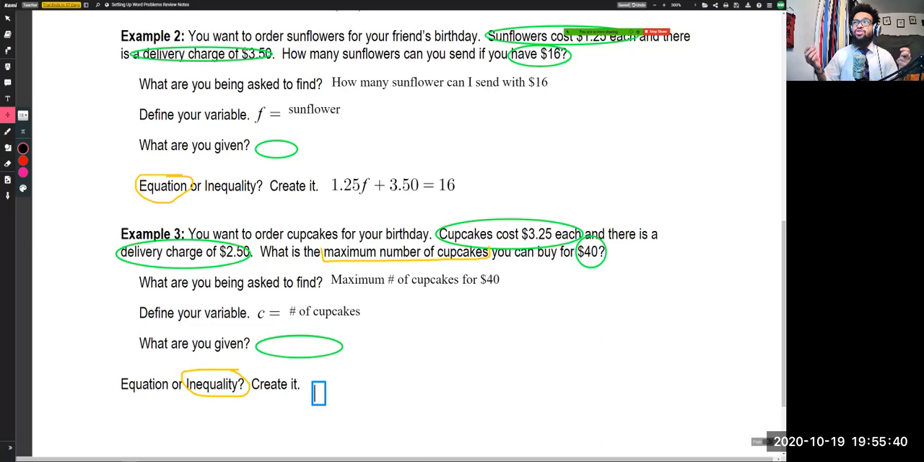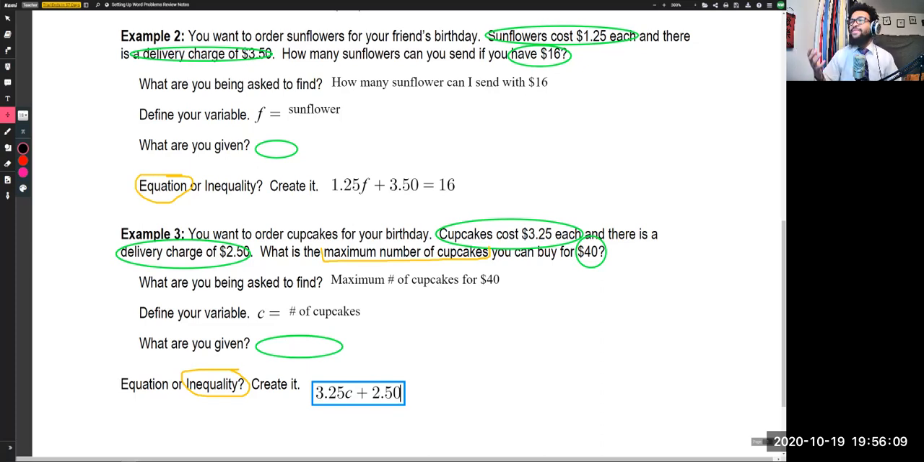Cupcakes cost $3.25 each. I know that I'm looking for my number of cupcakes and I know how much they cost. I don't know how many I can get. But since they cost 3.25, I'll start with that. And then since the number that we can get is our unknown, it is our variable. So that's going to be a C right there. And then there is an additional charge of $2.50. All right, so we got that part set up.